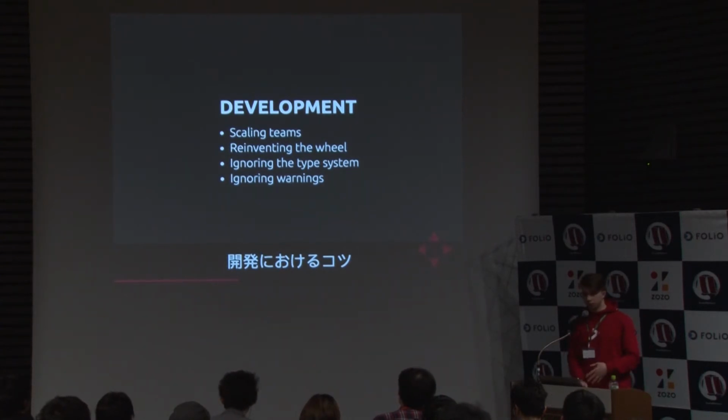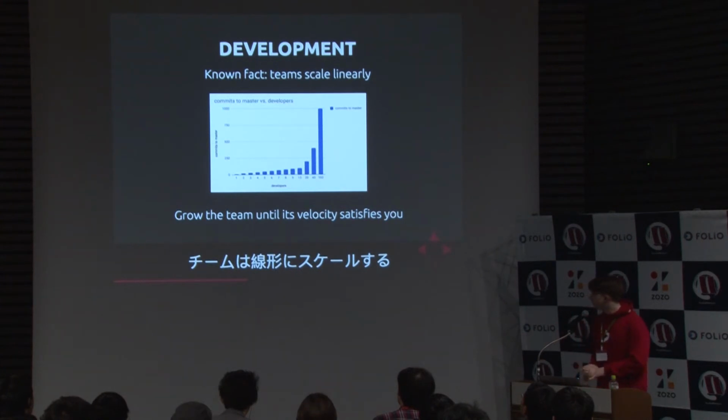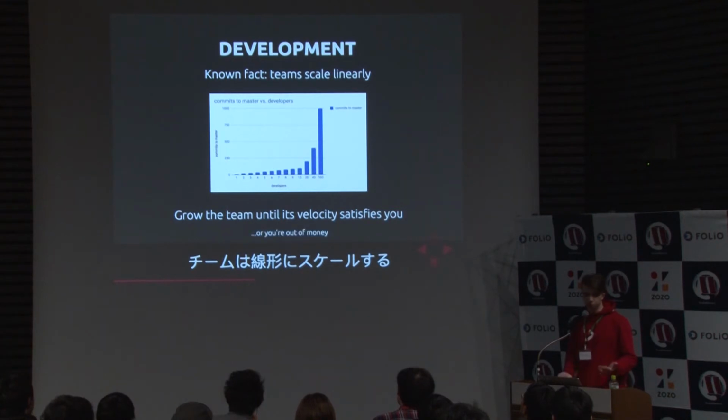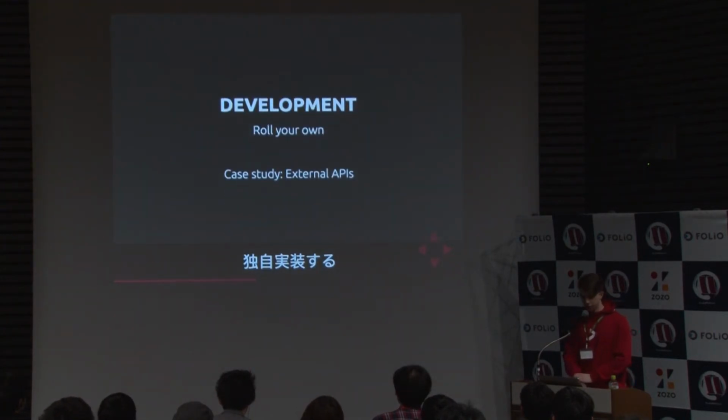So it's a known fact of the universe that teams scale linearly. So the more developers you add to a project, the more features they will deliver. So on this graph, you can see that adding more developers made the amount of commits skyrocket, even though the scale is adjusted at the end. So in essence, you should grow the team until its velocity satisfies you, or you're out of money and producing no features at all, which would actually cause the project to mess up. And that's our goal. Now the second part, the reinventing the wheel.